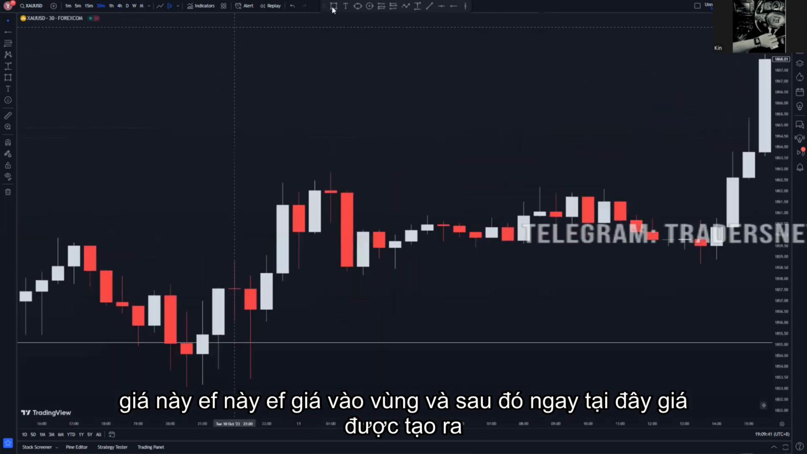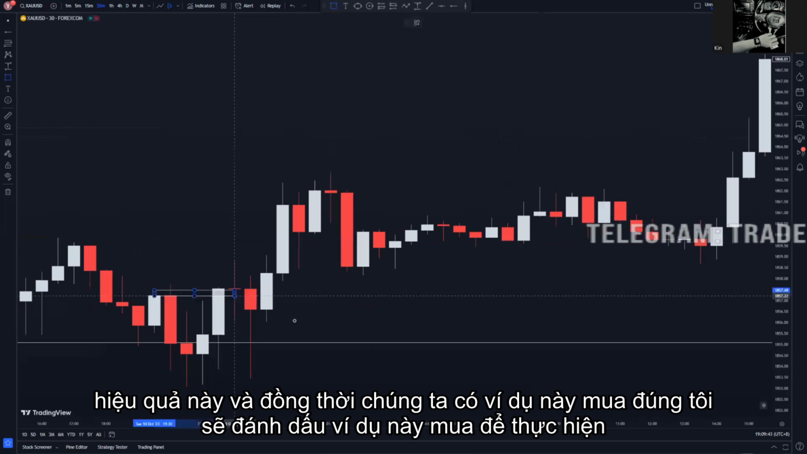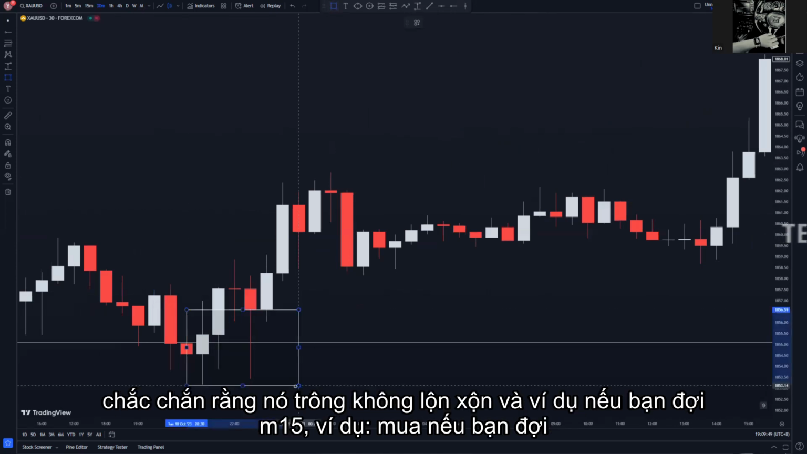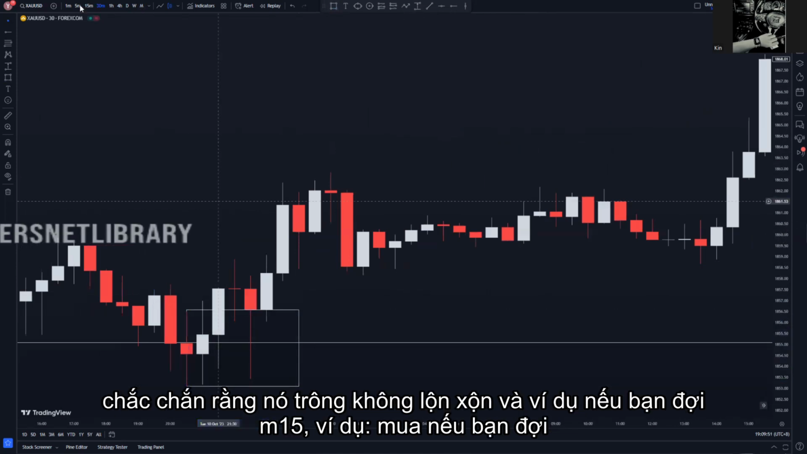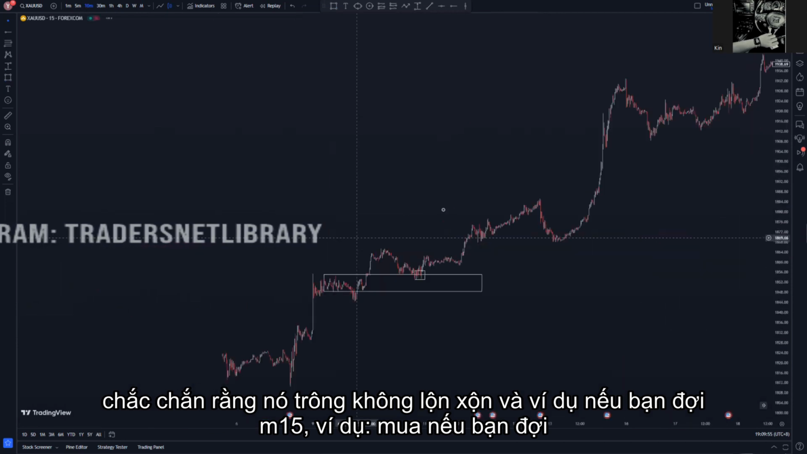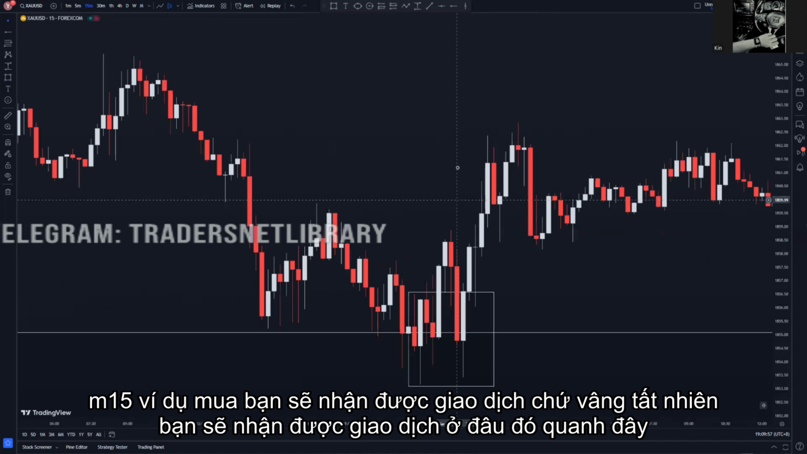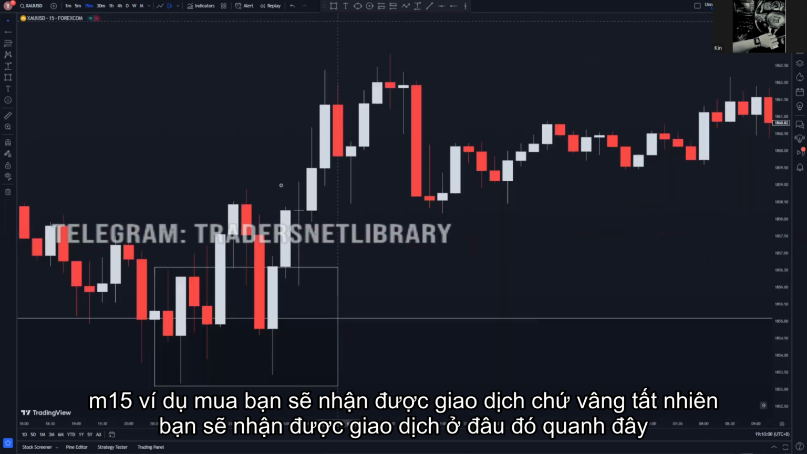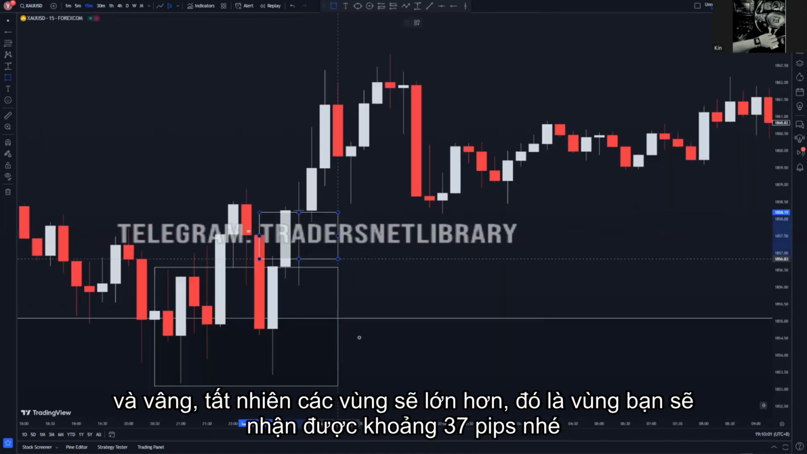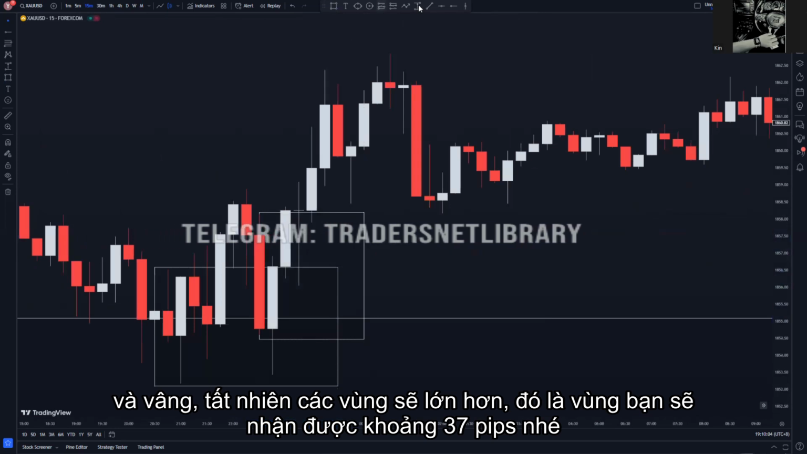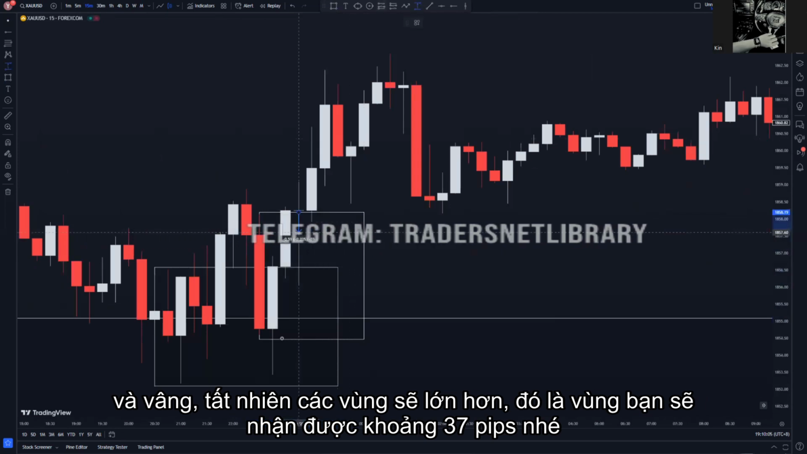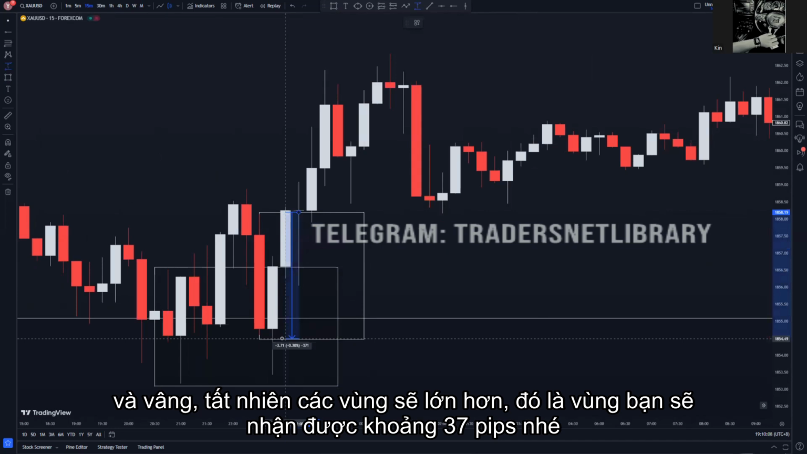And then right over here, the price created this EF. And at the same time, we have this EG buy. I'm just going to mark this EG buy to make sure it doesn't look messy. For example, if you wait for the M15 EG buy, will you get the trades? Yeah, of course. You're going to get the trade somewhere on here. And of course, the zones will be bigger, which is the zone going to take like 37 pips.